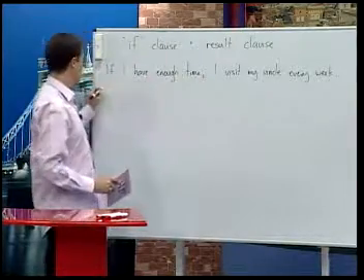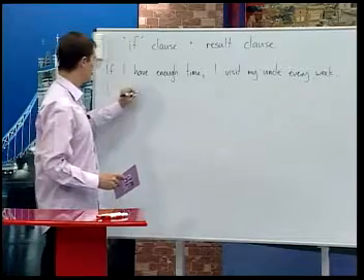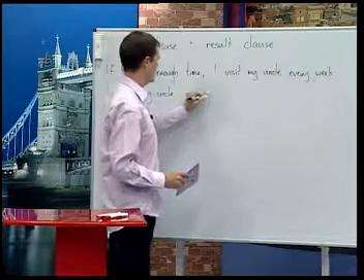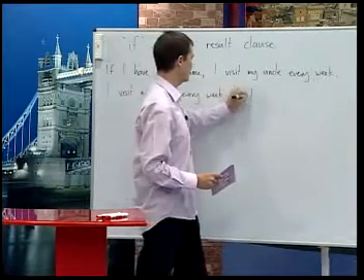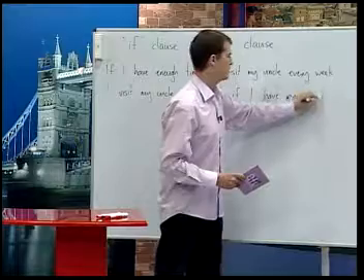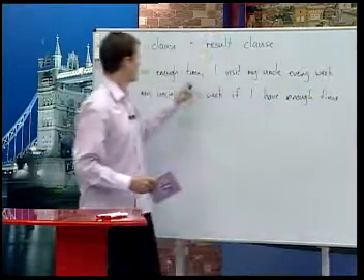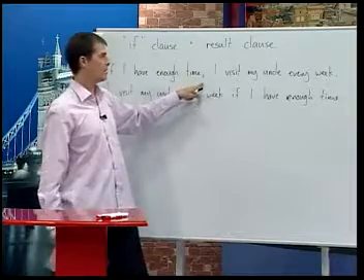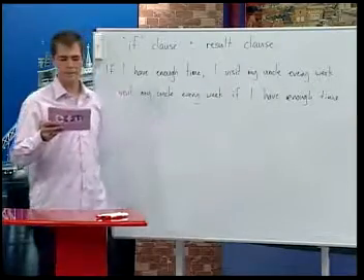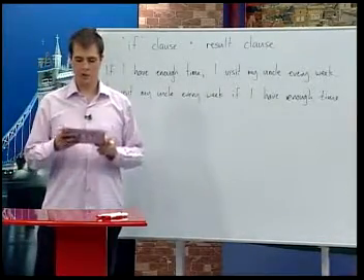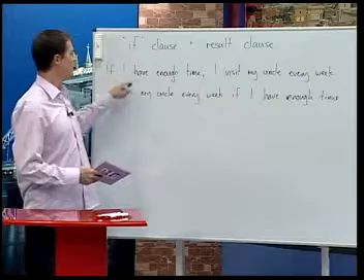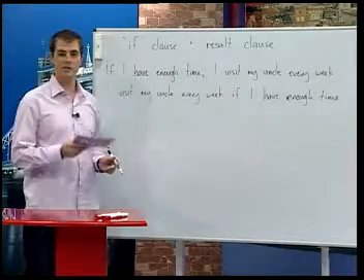If we have it the other way around, I visit my uncle every week if I have enough time. If I have enough time, comma, I visit my uncle every week. I visit my uncle every week if I have enough time, no comma. This is called the first conditional. In the first conditional, notice the verb in the if clause is in the present simple.